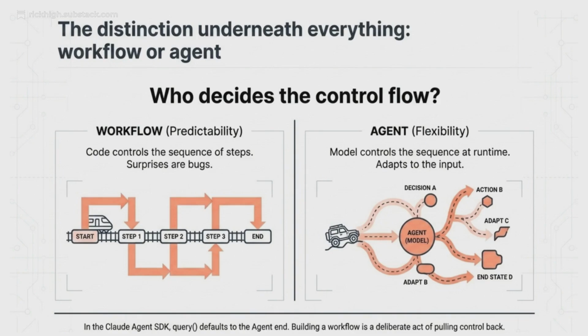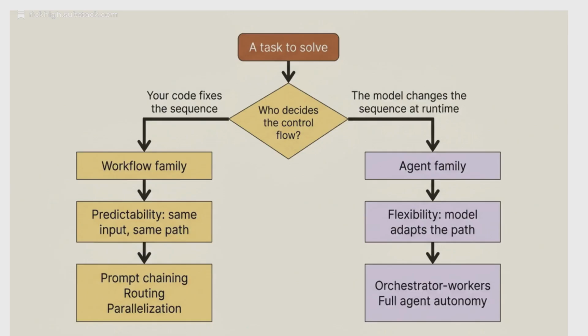The two families matter because they have opposite strengths. Workflows give you predictability. The same input walks the same path every time, which is what you want for well-defined tasks where surprises are bugs. Agents give you flexibility. The model adapts the path to the input, which is what you want when you cannot enumerate the paths in advance.